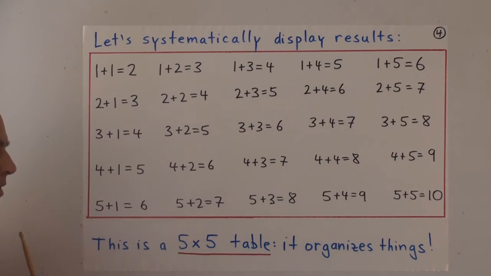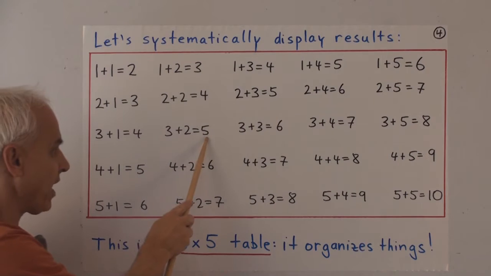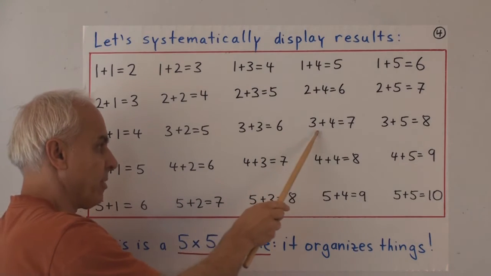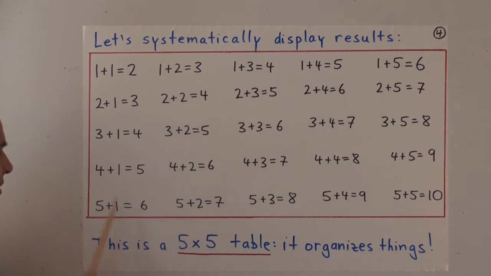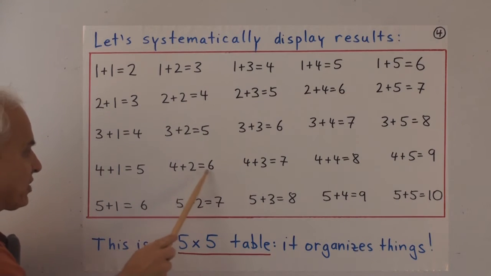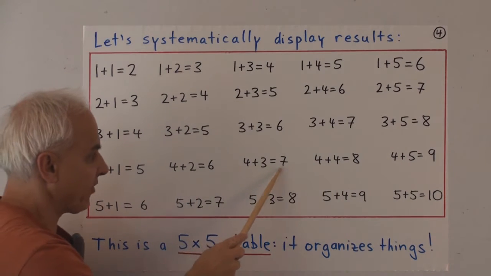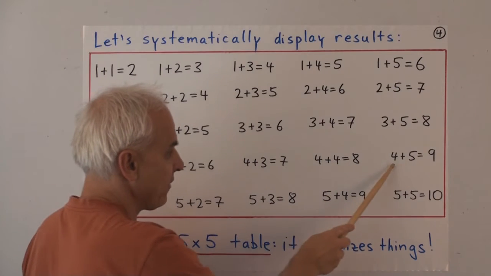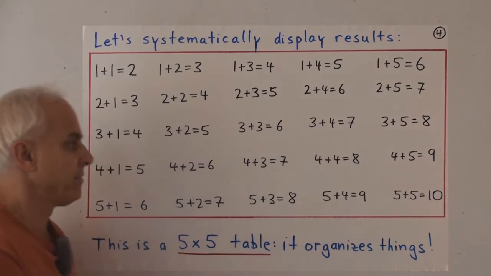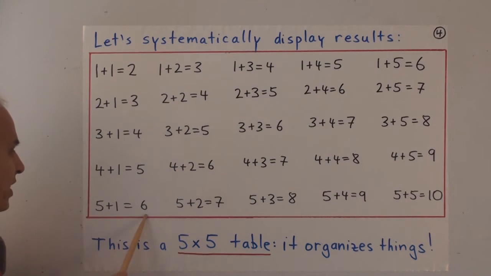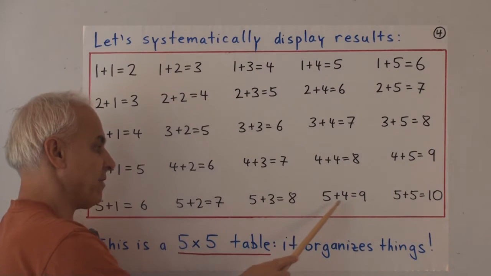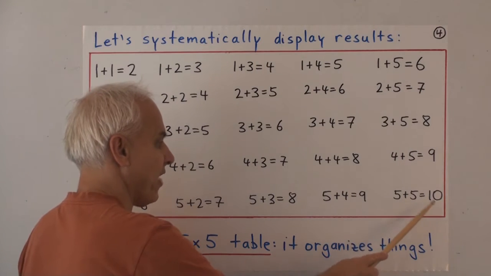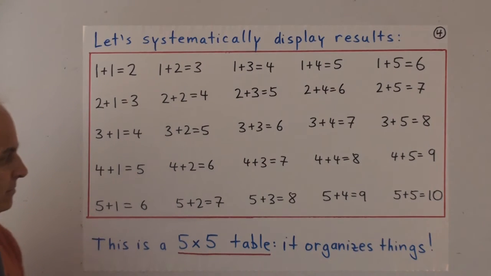3 plus 1 is 4. 3 plus 2 is 5, 3 plus 3 is 6, 3 plus 4 is 7, 3 plus 5 is 8. 4 plus 1 is 5, 4 plus 2 equals 6, 4 plus 3 equals 7, 4 plus 4 equals 8, 4 plus 5 equals 9. And 5 plus 1 equals 6, 5 plus 2 equals 7, 5 plus 3 equals 8, 5 plus 4 equals 9, and 5 plus 5 equals 10.